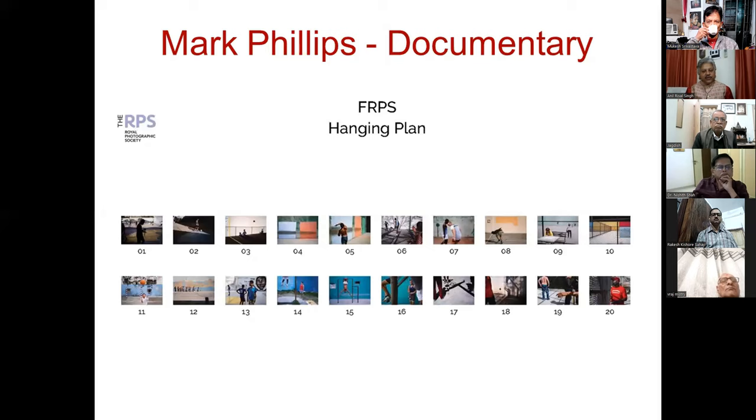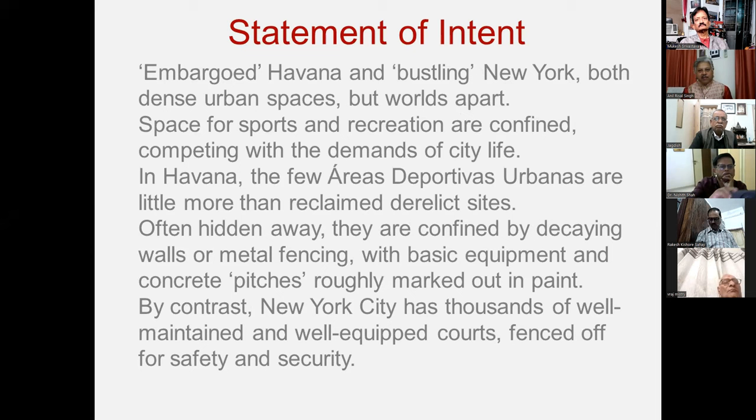First, I will go by the letter of intent. Havana and bustling New York, both dense urban spaces, but worlds apart. Space for sports and recreation is confined, competing with the demands of city life.